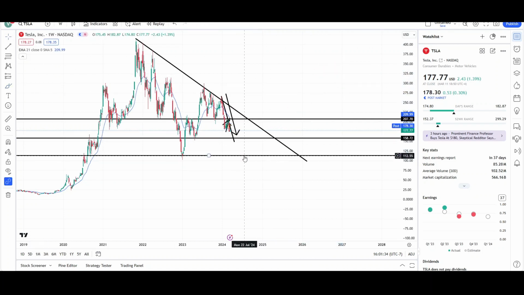The first sign was finding support and a strong move up. The second sign would be breaking that downward trend line. The third sign would be making a higher low and higher highs, that we are in a bull market. So again, that's how I'm looking at Tesla in the longer term.